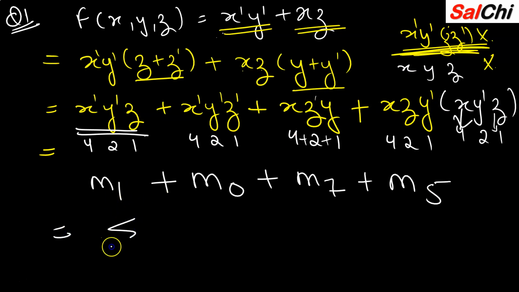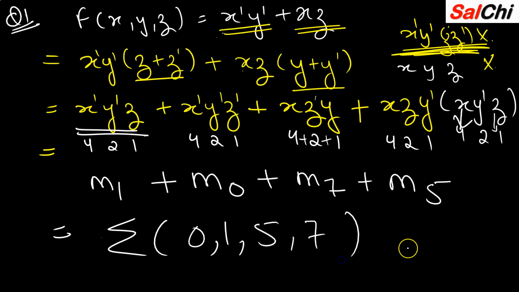Now for the SOP we use sigma and just write these numbers. It's 0, 1, 5 and 7 in the ascending order. This is your answer and you are getting 3 marks. Okay, I hope you understood how to do it. Let's have a quick one more question for better understanding and clarification.